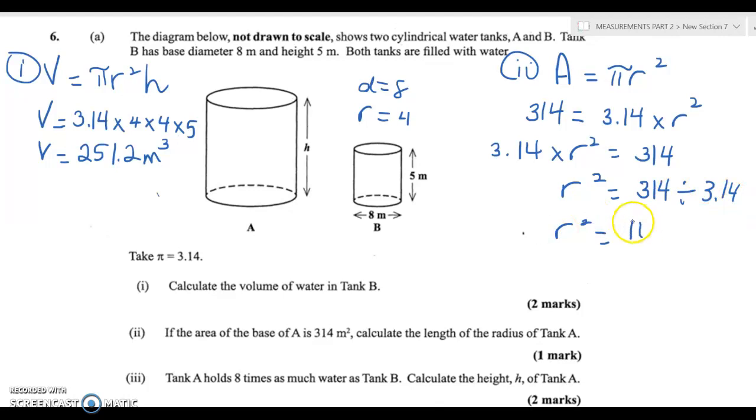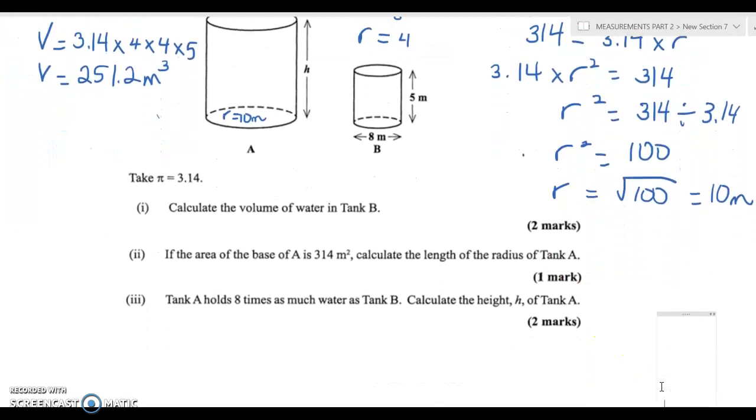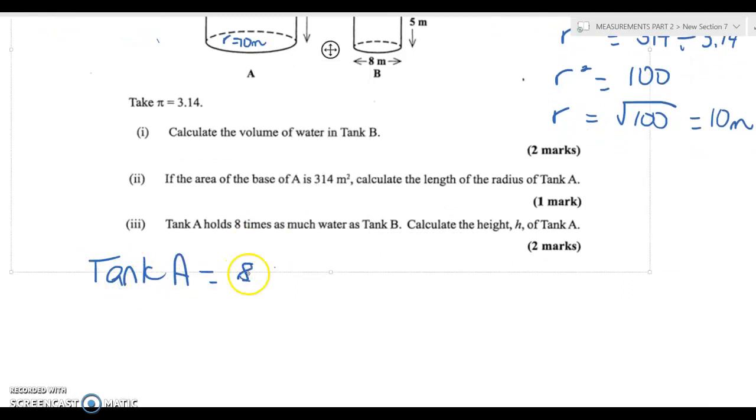And that is 100. Now r squared is equal to 100. But we don't want r squared, we want r. So opposite of squaring is square root. So our radius would be 10 meters. Cool. And now the last piece. Tank A holds 8 times as much water as tank B. So tank A is equal to 8 times tank B.